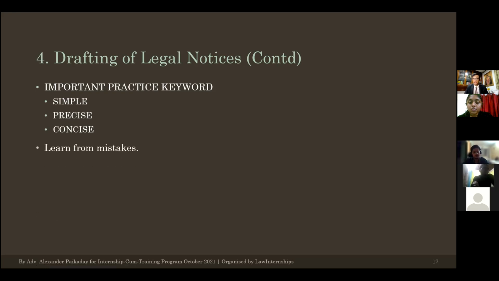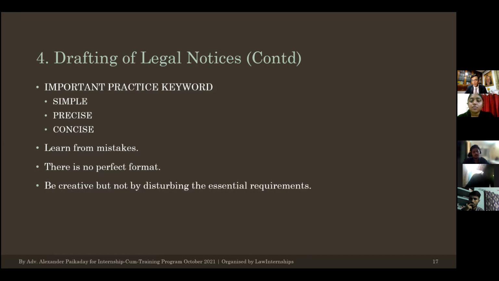Now, learn from mistakes. There is no perfect way to draft a legal notice, but it doesn't mean that you won't make mistakes. Drafting helps you become a better draftsman, so make more mistakes and learn from them. There is no perfect format. Please remember that you might find formats from the internet, from books, or while going through pleadings. Please remember that those cannot be termed the perfect format. Everyone has their own, but there are key ingredients that are required for a legal notice. Be creative as much as you want, but do not disturb the essential ingredients or requirements of a legal notice.